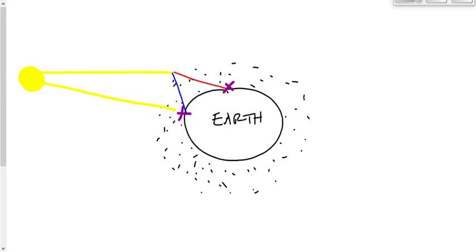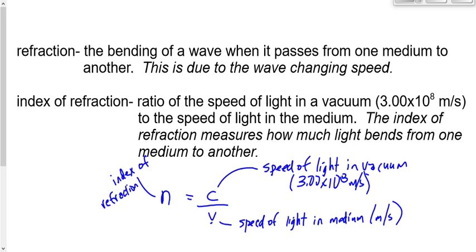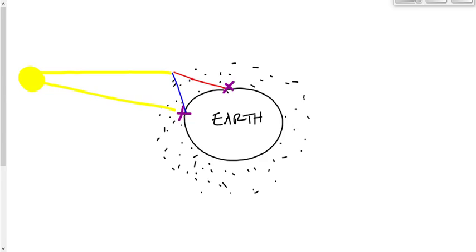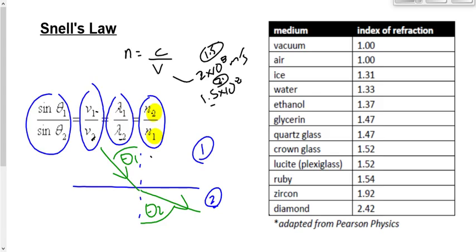So we've described qualitatively what's happening. Light bends, and it bends because of this, and the colors bend more, and whatever. This is what describes mathematically what's happening.